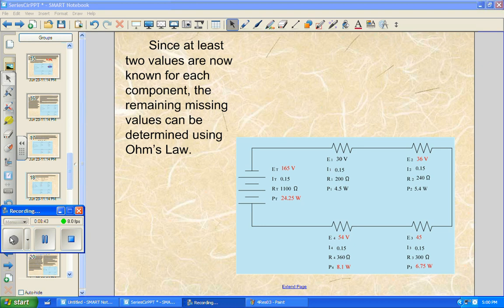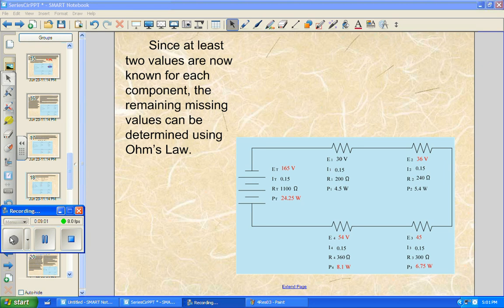What was our original problem? Where's our cross-check here? Were we given all the resistances? We were not, were we? So we could add up our resistances: 200 plus 240 plus 360 plus 300. Is that 1100? Okay.